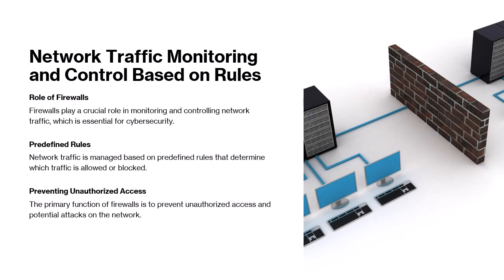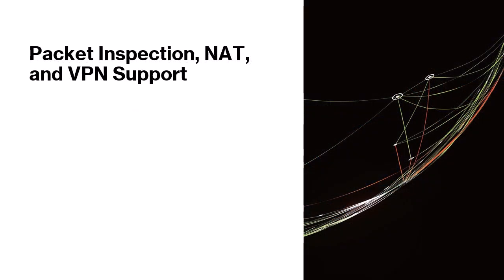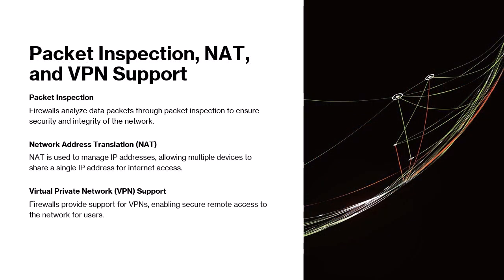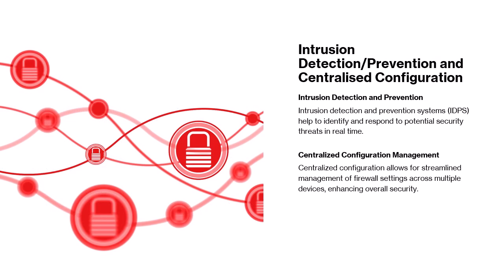So firewalls monitor and control network traffic based on predefined rules, ensuring that only authorized traffic is allowed while preventing unauthorized access and attacks. Firewalls perform packet inspection to analyze data packets and network address translation to manage IP addresses. Additionally, they support virtual private networks for secure remote access. Then you have intrusion detection and prevention capabilities that help to identify and respond to potential threats. Centralized configuration allows for streamlined management of firewall settings across multiple devices.